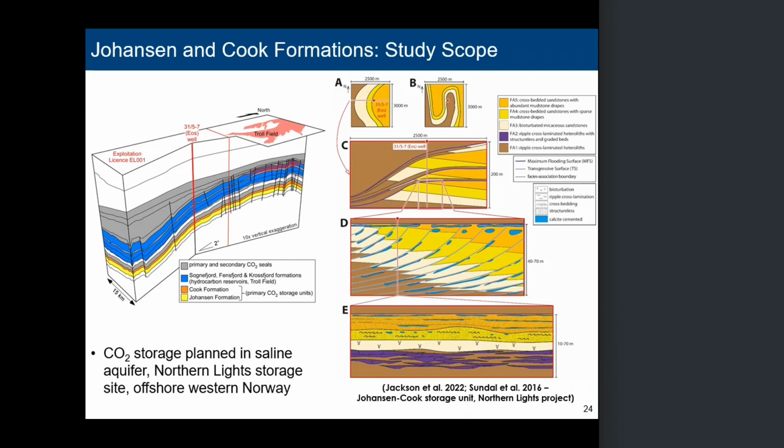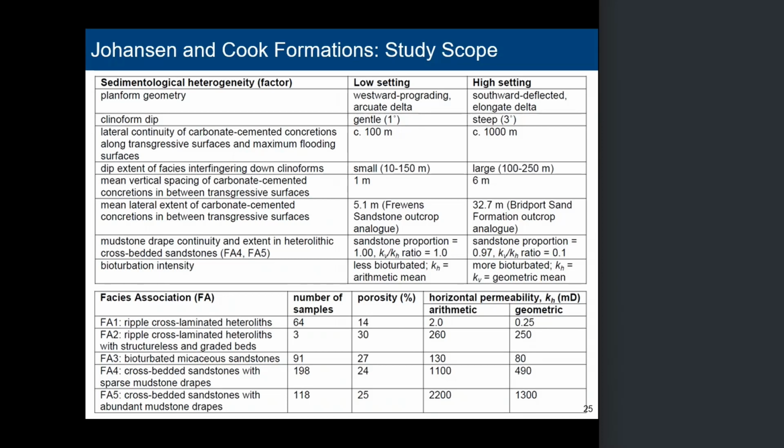At even smaller scale, we can see that some of these facies are cross-bedded. Some of them have mud drapes along the cross-beds that might be important. There are variable amounts of bioturbation that might homogenize the sediment, and also variable amounts of carbonate cement in there as well, which again could act as local baffles to the flow. These are the heterogeneities we looked at.